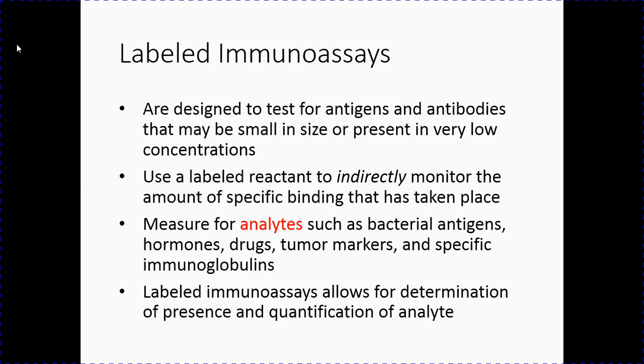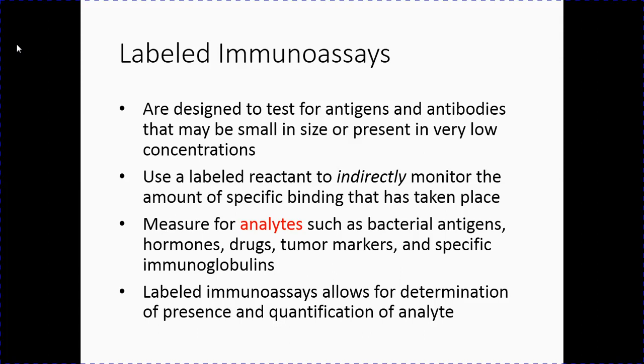Unlike precipitation and agglutination reactions, which are quite visible, where we saw precipitation, red cell agglutination, and turbidimetric reactions, labeled immunoassays are used for antigens and antibodies that are either very small in size, something like a hapten, or present in very low concentrations, where you might be thinking of a very early immune response, for example. So they're far too small or too few reactions to be visualized in that way.